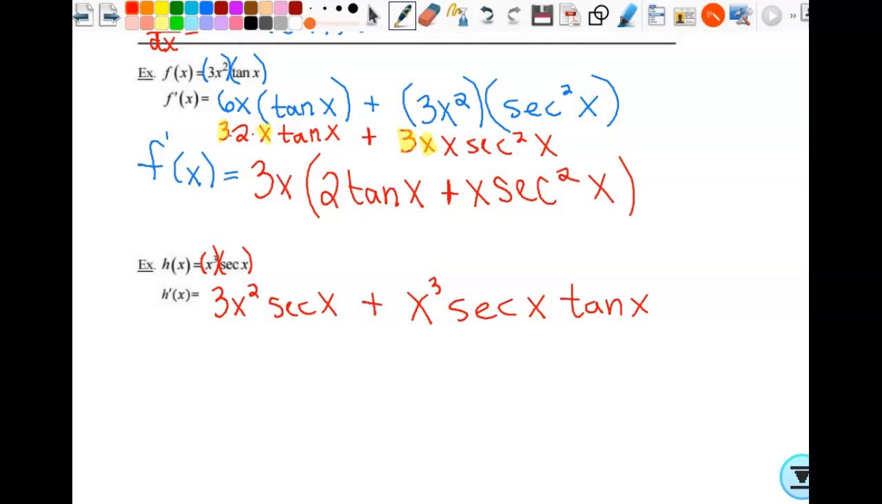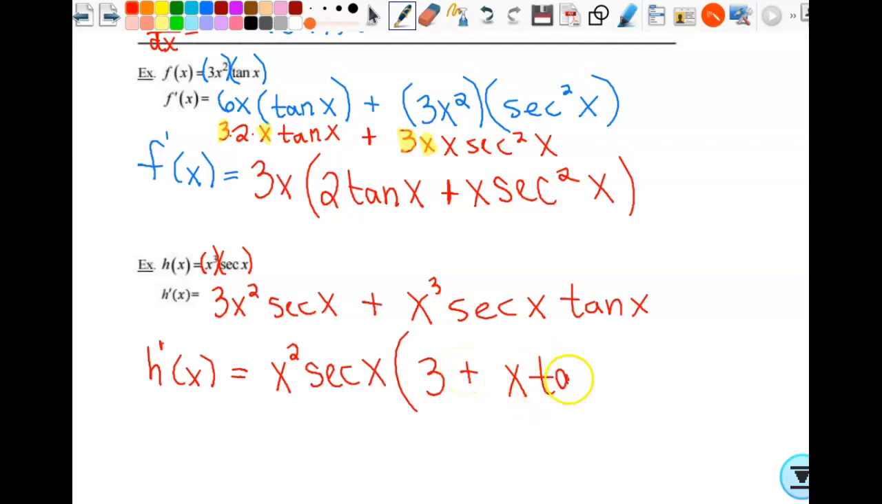Okay, multiple choice. Most likely you will be expected to factor. So we have two terms. What's a common factor within these two terms? Nice. So x squared times secant x. When we divide that out of the first term, what's left? 3 plus x tangent x.